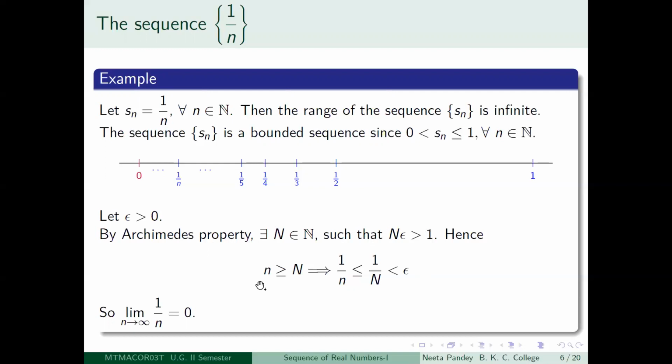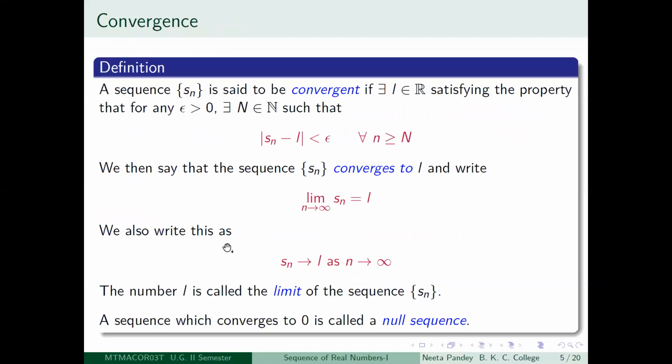Now, suppose little n is greater than or equal to capital N. Then what does that mean? That means that 1 by n is less than or equal to 1 by capital N. And 1 by capital N clearly is going to be less than epsilon, because capital N was so chosen, right? Capital N times epsilon was greater than 1. So 1 by capital N is going to be less than epsilon. So what have you got? You have got that for all little n greater than or equal to capital N, 1 by n is less than epsilon.